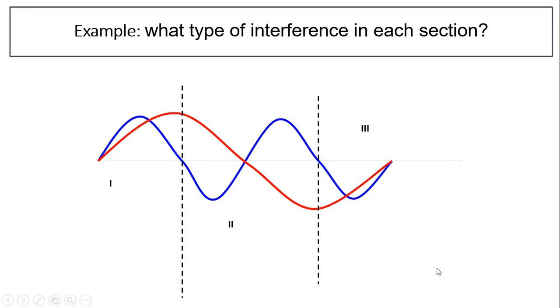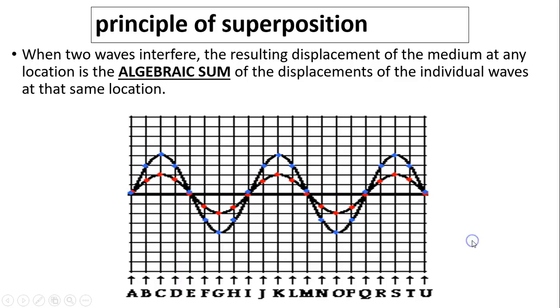Let's take a look at this example. What type of interference in each section? Section 1, 2, and 3. Section 1, you'll have a red wave and a blue wave. In section 1, both waves are upward, so their amplitudes are both positive. So this side is going to result in bigger amplitude. So number 1 is constructive. Number 2, the red and blue are in the opposite direction. So in this case, it will result in a smaller amplitude. So this is destructive. And the last one is again constructive, because blue and red are in the same direction, they are both negative, and will result in a bigger negative. So that's constructive.